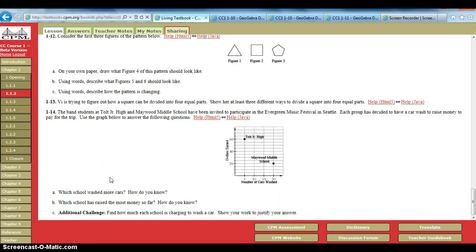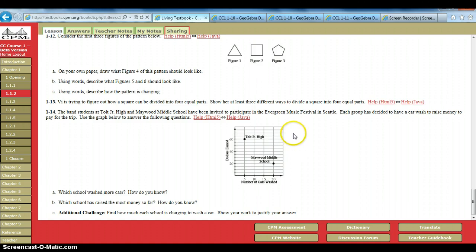For 1.1.4, it reads, the band students at Tolt Junior High and Maywood Middle School have been invited to participate in the Evergreen Music Festival in Seattle. Each group has decided to have a car wash to raise money to pay for the trip. Use the graph below to answer the following questions. So you can definitely use this graph. It's also on page 11 in your textbook if you have your textbook handy.